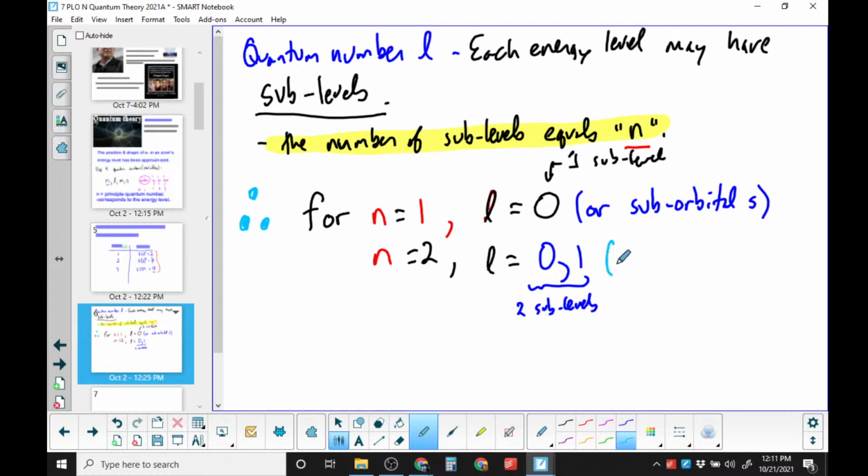And these also are suborbitals, S and P. Those ones are S. Number 1 has the nickname of P.